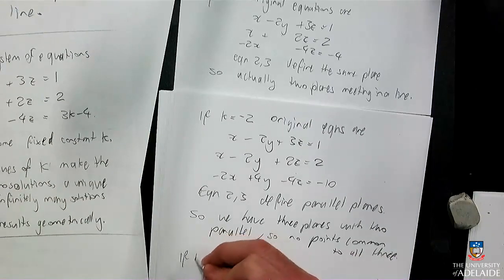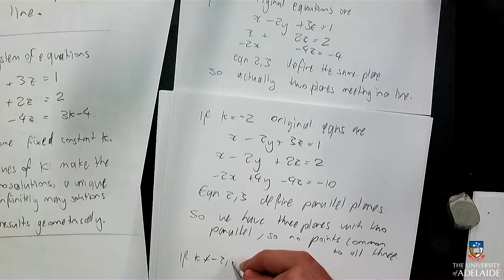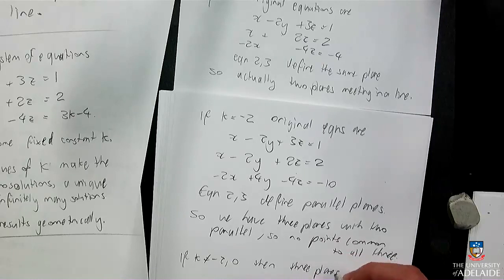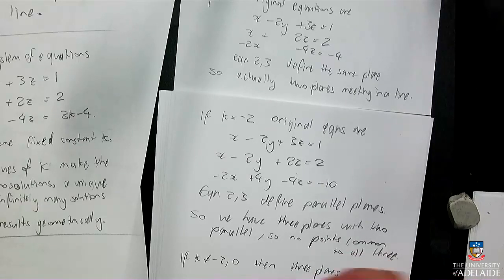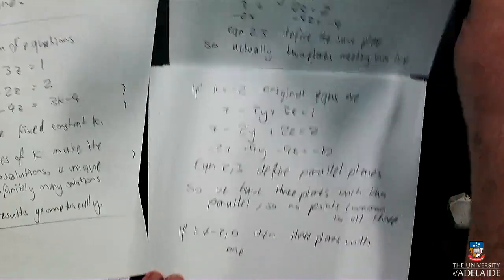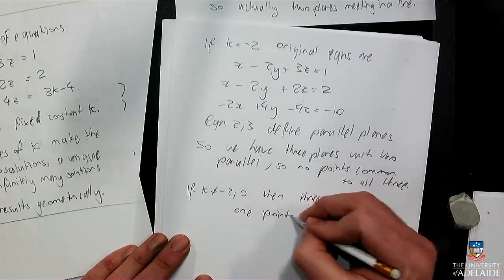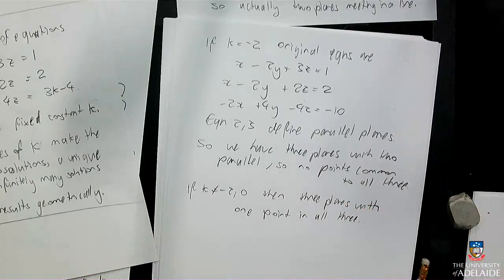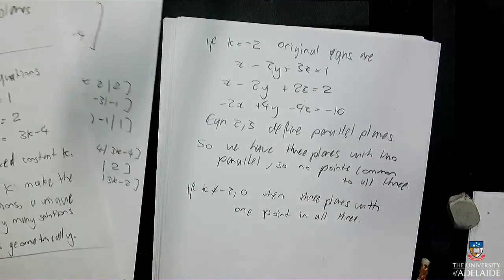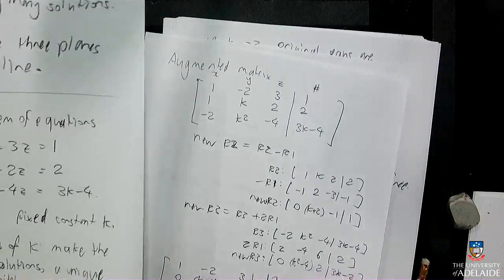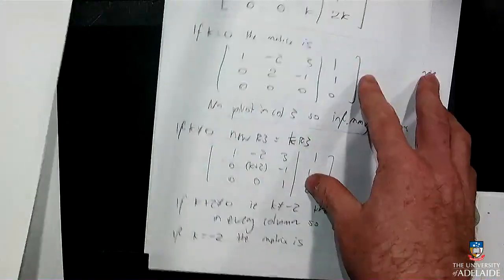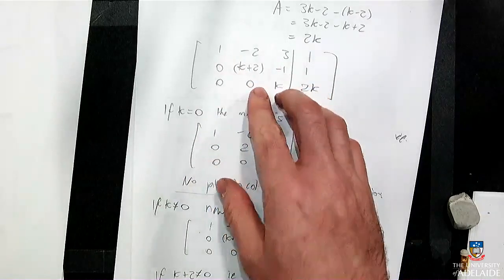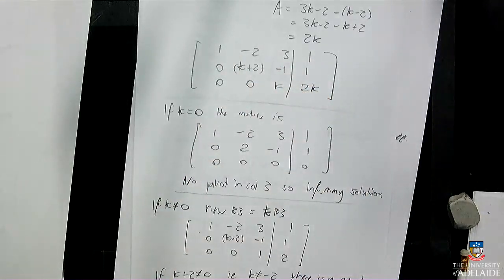And if k is not equal to minus 2 or 0, then 3 planes with 1 point common to all 3. You don't have to talk about parallel because that's only possible if none of them are parallel. Okay. So you'll see what happened there. I kept doing row operations until I could get as close as possible to this thing with zeros below, and then I started trying out different values of k.